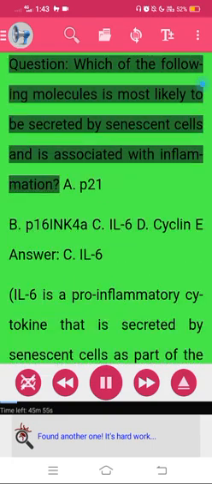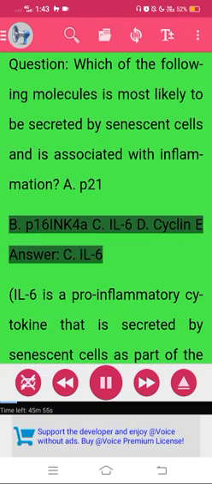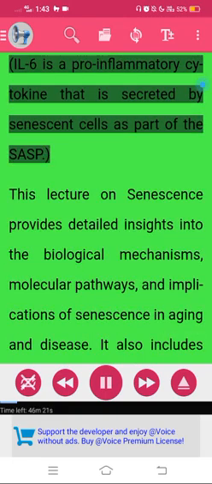CSIR-NET June 2020. Question: which of the following molecules is most likely to be secreted by senescent cells and is associated with inflammation? A. P21, B. P16INK4A, C. IL6, D. Cyclin E. Answer: C, IL6. IL6 is a pro-inflammatory cytokine that is secreted by senescent cells as part of the SASP.